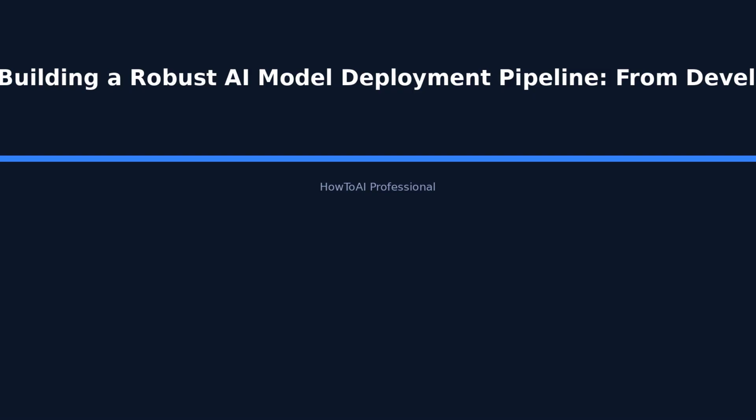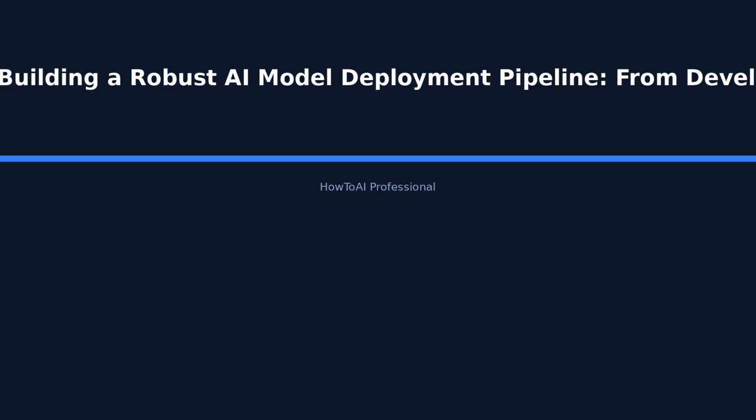Today, we're diving into a topic that's essential for anyone interested in artificial intelligence and machine learning: building a robust AI model deployment pipeline from development to production. Whether you are a data scientist, machine learning engineer, or software developer, understanding how to efficiently transition your AI models from the development stage to production is critical for success. In this video, we will cover the entire process step by step, explore common challenges, and provide best practices to ensure a smooth deployment. So, grab a notepad, and let's get started.